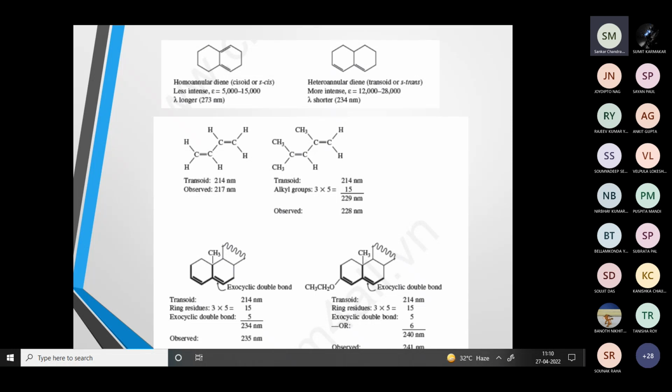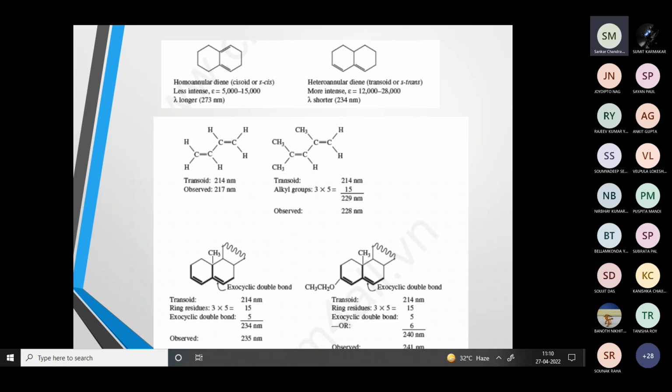But if you measure the lambda max of the compound experimentally in your visible spectrophotometer, then you will get 234. So only 1 nanometer difference we get between your experimental and your calculated one. Calculated means based on the empirical formula of the Woodward-Fieser rule.